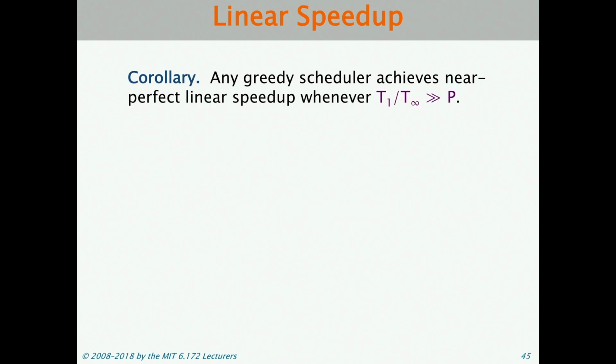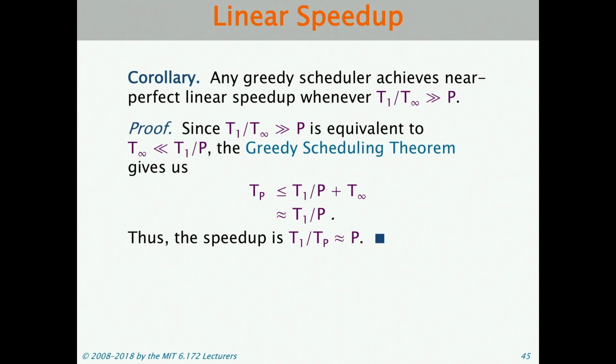Here's another corollary. This is a more interesting corollary. It says that any greedy scheduler achieves near perfect linear speedup whenever T1 divided by T infinity is greater than or equal to P. To see why this is true, if we have that T1 over T infinity is much greater than P, where the double arrows here mean that the left-hand side is much greater than the right-hand side, then this means that the span is much less than T1 over P. And the greedy scheduling theorem gives us that TP is less than or equal to T1 over P plus T infinity, but T infinity is much less than T1 over P, so the first term dominates, and we have that TP is approximately equal to T1 over P. And therefore, the speedup you get is T1 over TP, which is P, and this is linear speedup.